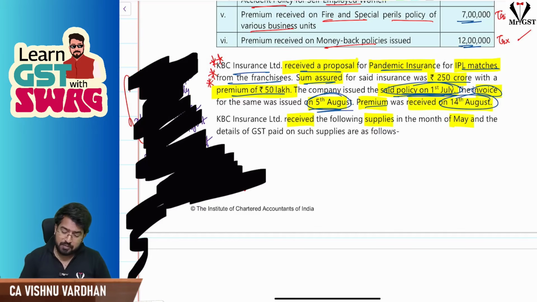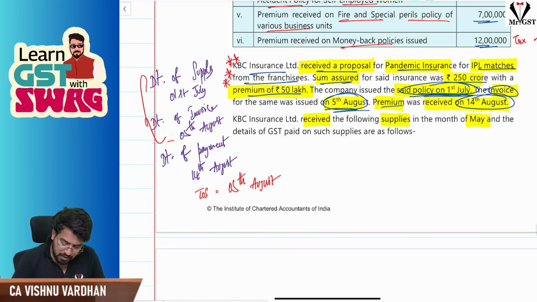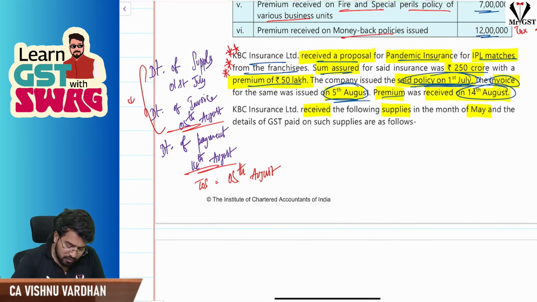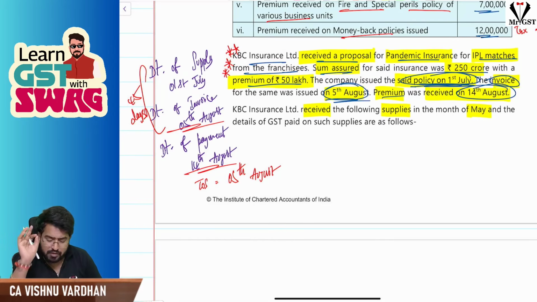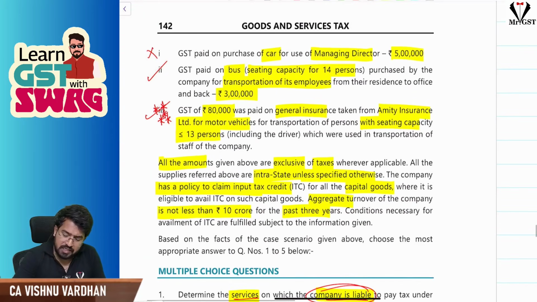So the time of supply will be 5th August or 14th August, invoice or payment, whichever is earlier. Okay, invoice or payment, whichever is earlier. So here we tend to forget that the time limit for them is not 30 days, it is 45 days. So please be careful here. A very, very super duper point actually, which I have come across. Fine. Next, they have purchased a car for the managing director, no ITC.